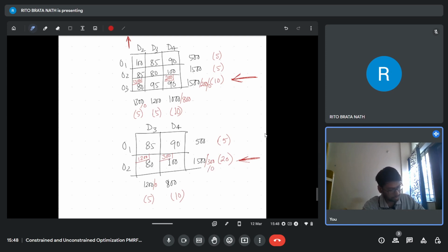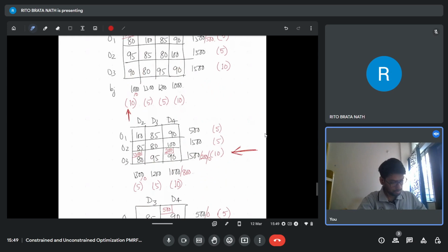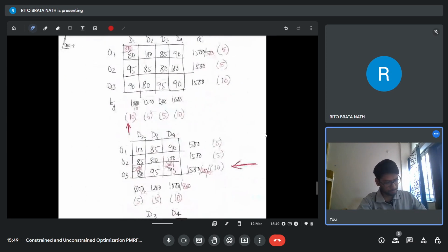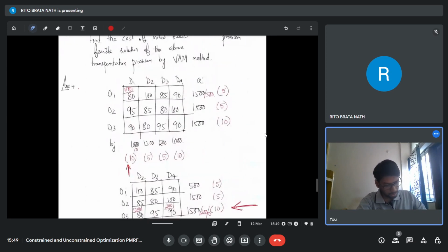And finally, what you have is only one cell, that's 90. So 500 will be allocated here. And this becomes 0. So first this will become 500, then 0. Okay, so I've shown some steps together here. So now, so this is VAM method.